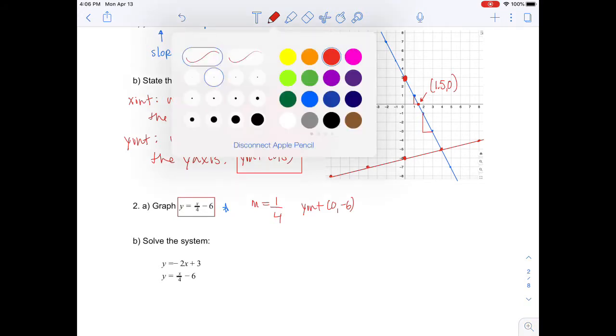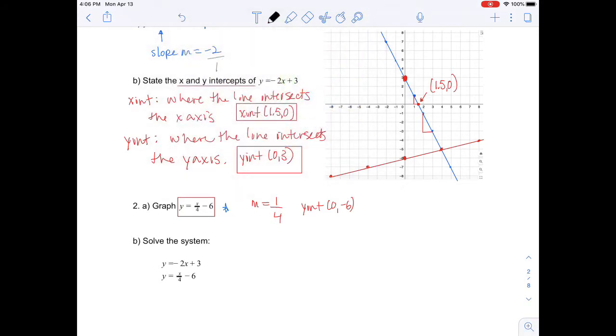Now, let's look at 2b. This is actually from lesson 7. What does it mean when I say solve a system? First of all, I know this is a system because of this curly brace here. If this is a system and I'm being asked to solve it, solve means I'm looking for the point of intersection, or POI, of these two lines.